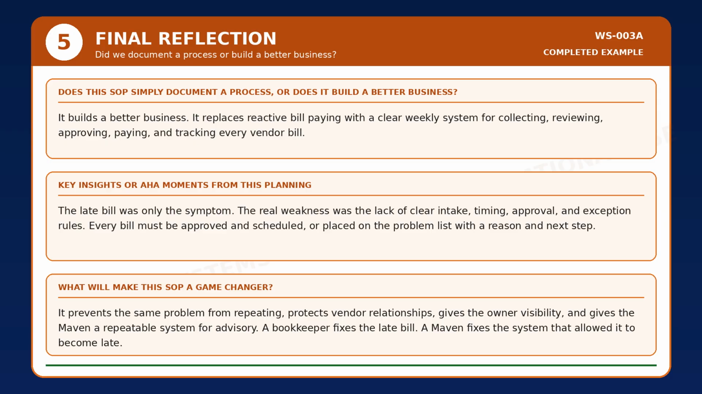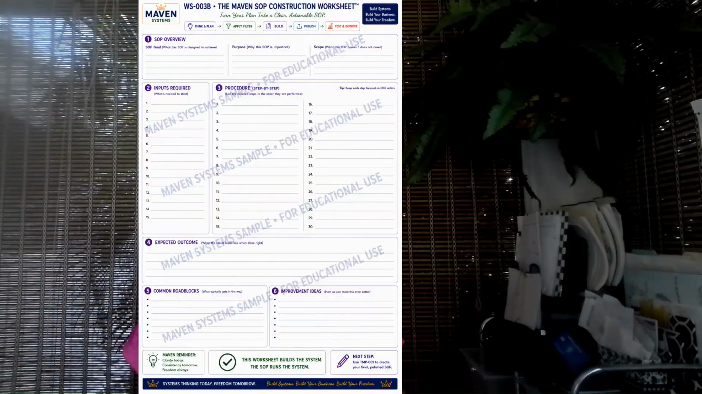Note your key insights here as well, together with what makes this SOP a game changer, namely the avoidance of a repeated issue. We never want to get put on COD again. It's a really precarious position to be in, and it really jeopardizes the safety of a lot of businesses when this happens. So now, and only now, are we ready to switch over to our next form, which is Worksheet 3B, to write the actual step-by-step SOP.